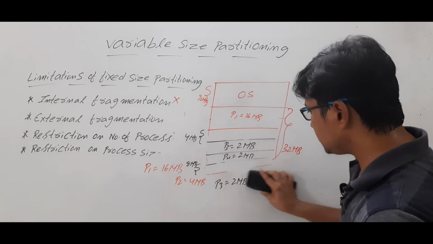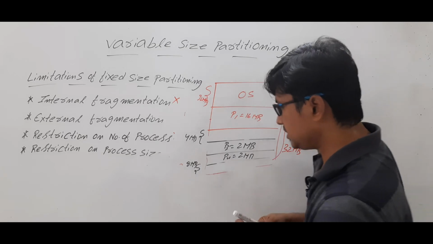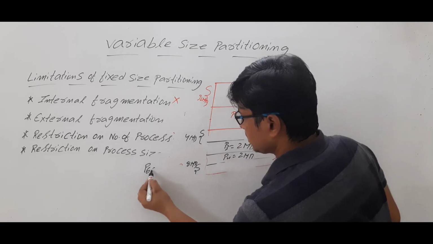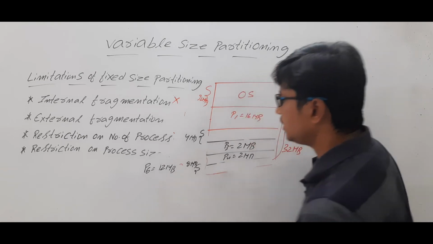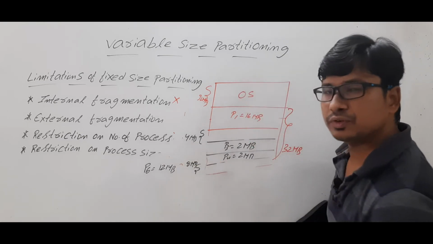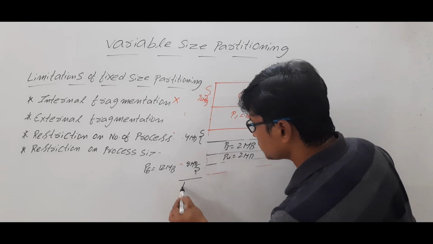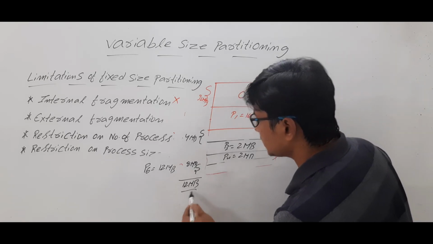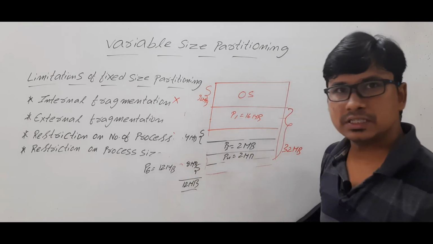But whether the free space is continuous? No. Let's consider that a process P6 came with a requirement of 12 MB. Now, if you look here, this hole size is 4 MB, this hole size is 8 MB, so the total free space is 12 MB. But can we allocate this 12 MB to this process P6?